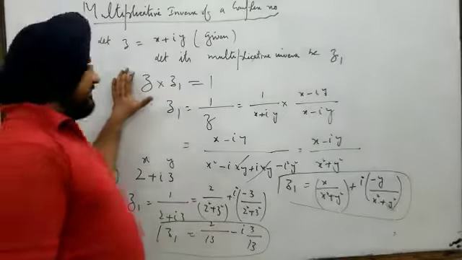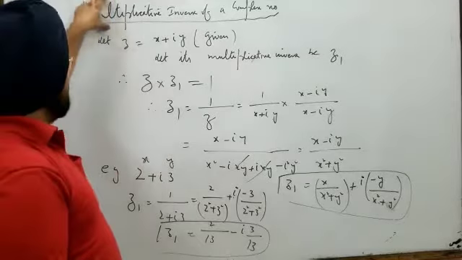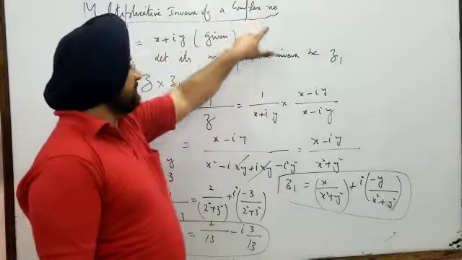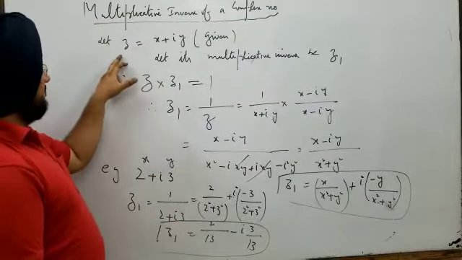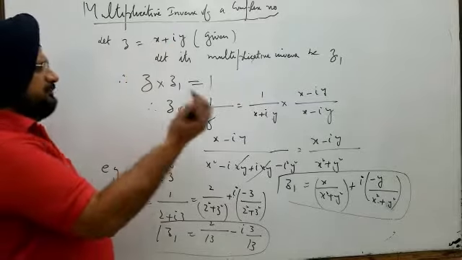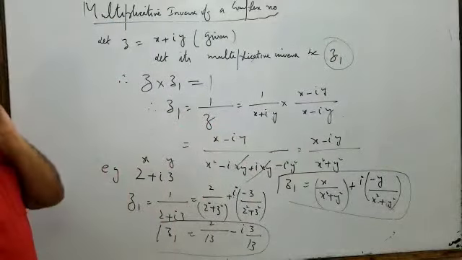So, dear students, let us start a very important concept, one more concept related to the algebra of complex numbers, that is multiplicative inverse of a complex number. So, multiplicative inverse of a complex number can be found. Let a complex number be z equals x plus iota y, and let us suppose its multiplicative inverse is z1.